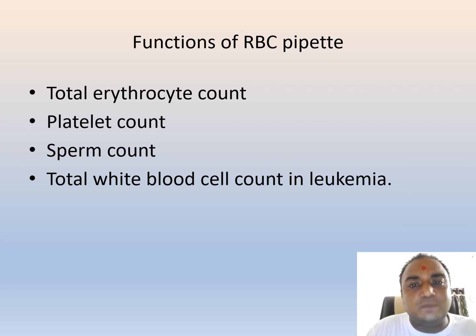Now, what are the functions of the RBC pipette? We know that the function of the red blood cell pipette is to measure total red blood cell count or erythrocyte count. Other functions are total platelet count, sperm count, and total leukocyte count or white blood cell count, when white blood cell counts are high, that is, in case of leukemia.